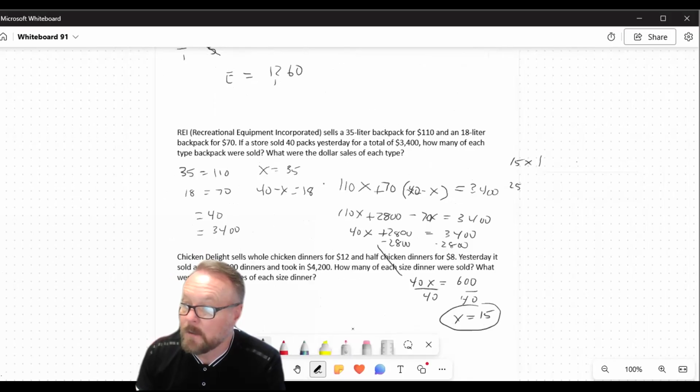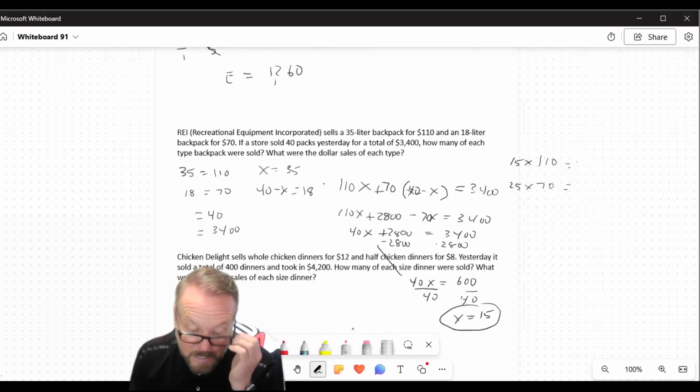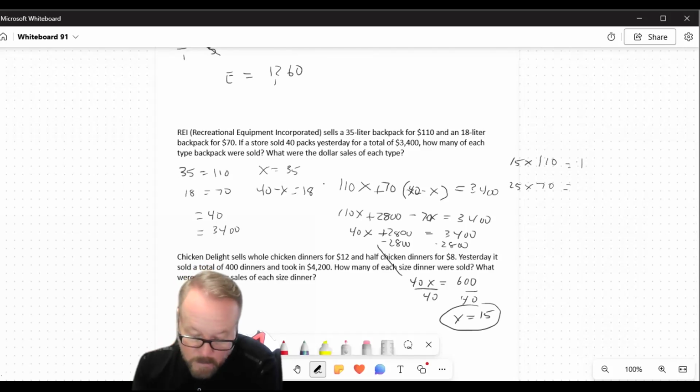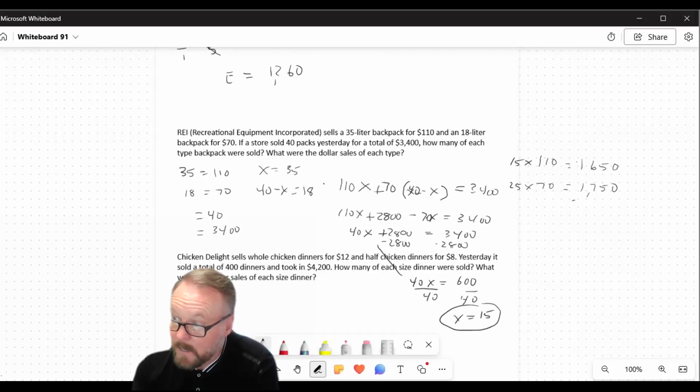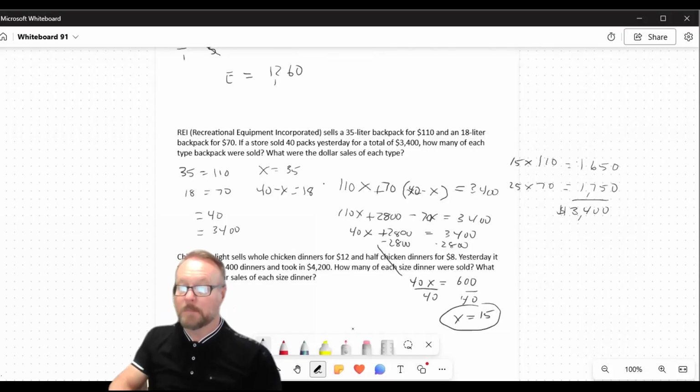Let's redo it again. If I do the dollar value on each of those, it comes out to $1,650. And then 25 times 70 comes out to $1,750. If I add all of them up, they come out to $3,400. All right, so I solved that problem.